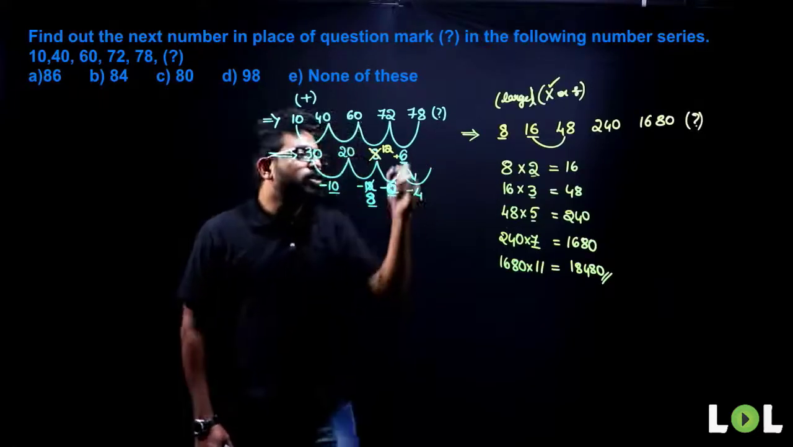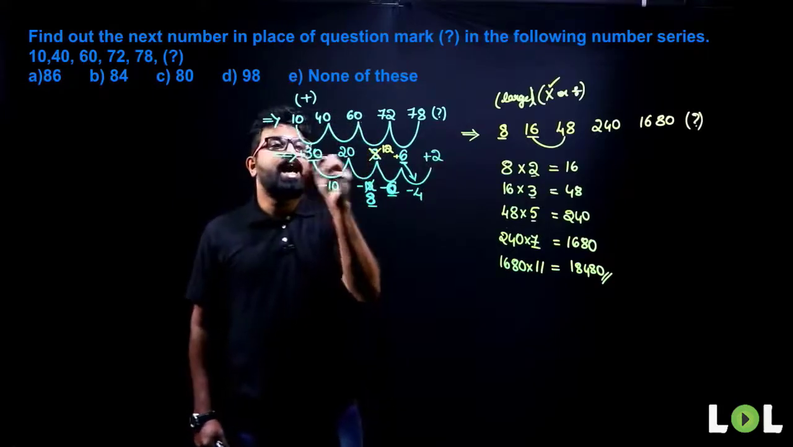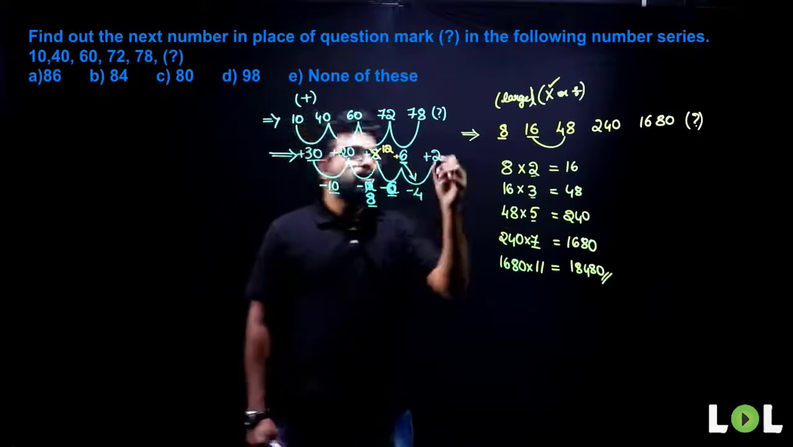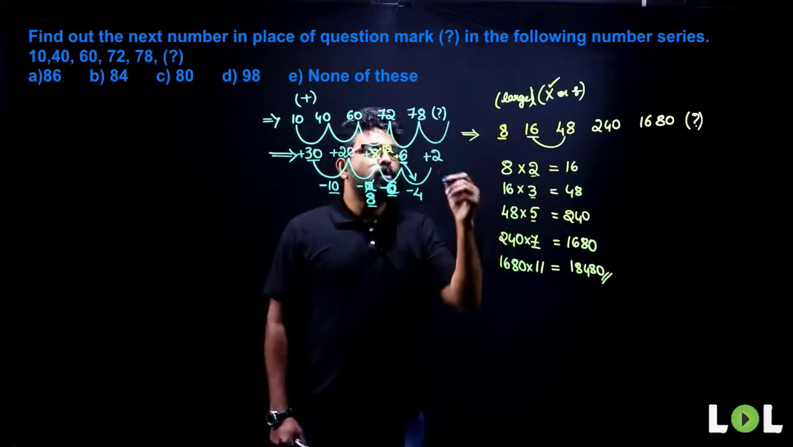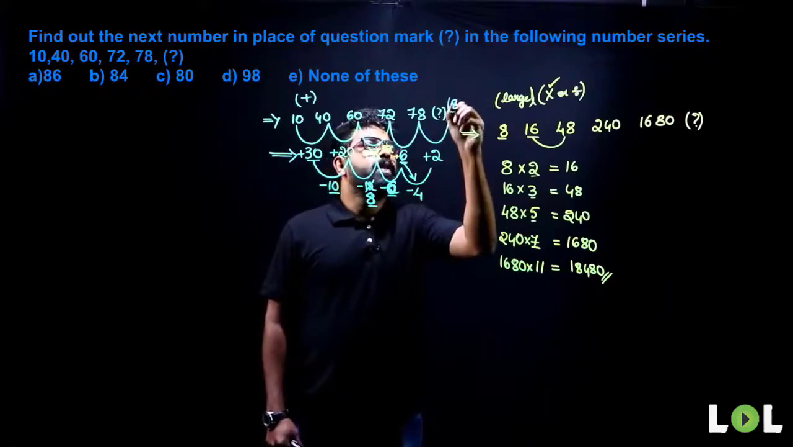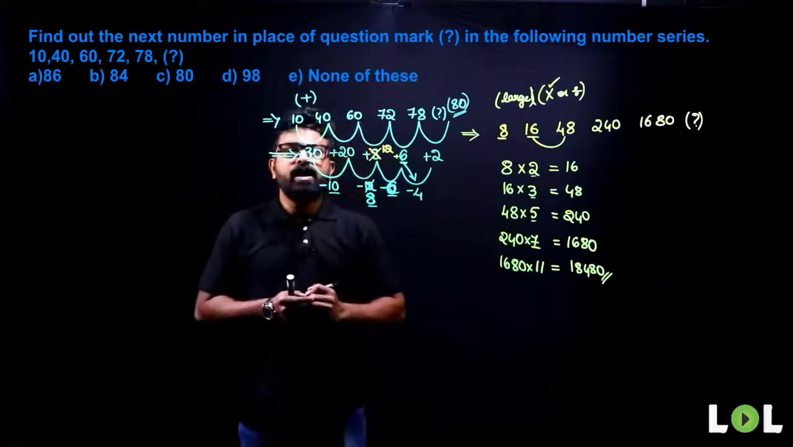4 from 6. So my answer here would be plus 2, because in this series everything is addition, since there is increment everywhere. So plus 2. So what would be my next term here? 78 plus 2. So this would be 80. Am I clear, people? Am I clear with this?